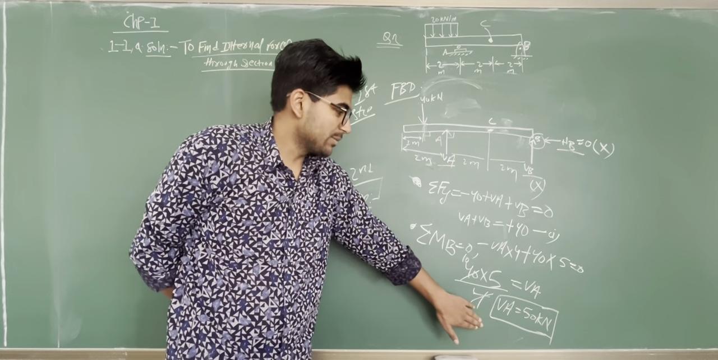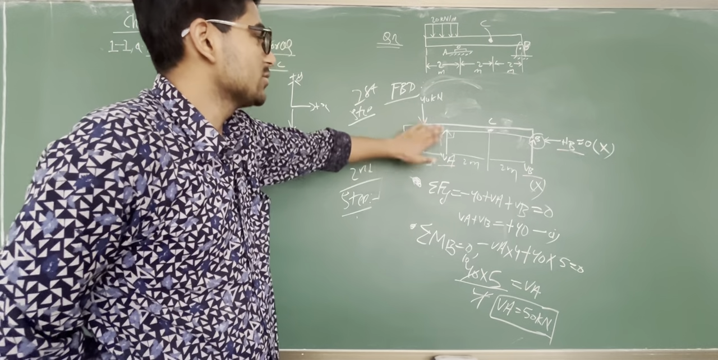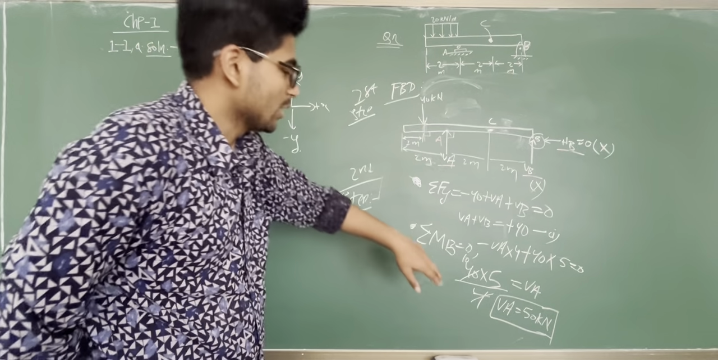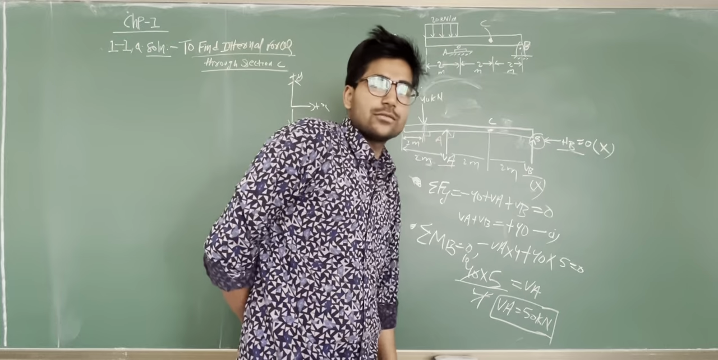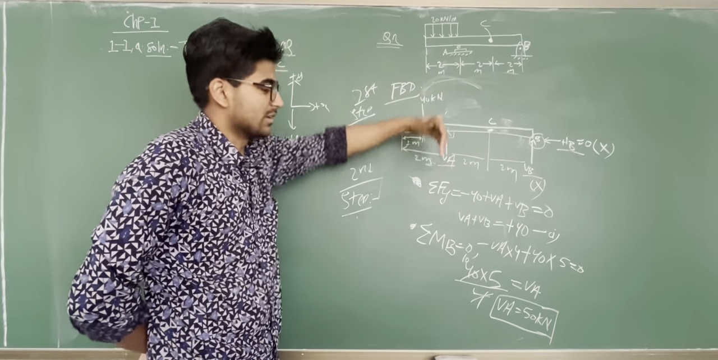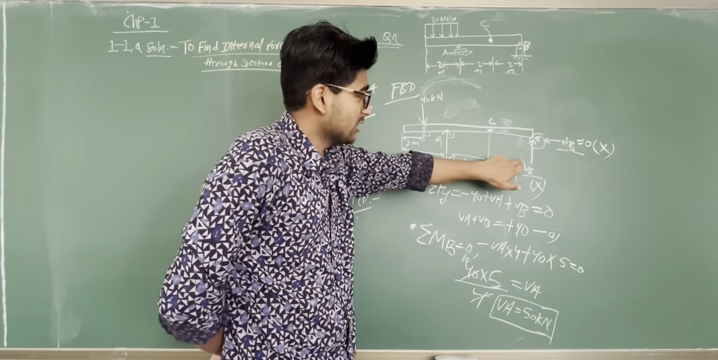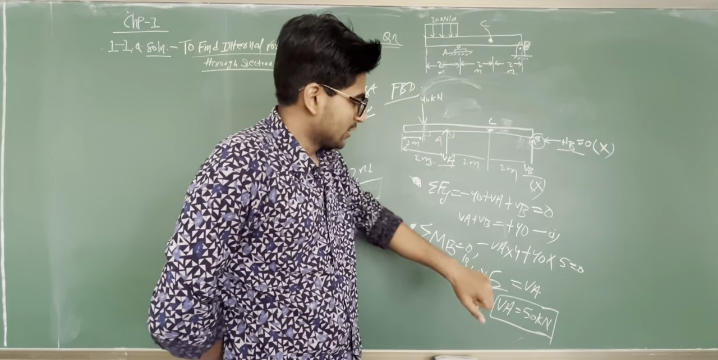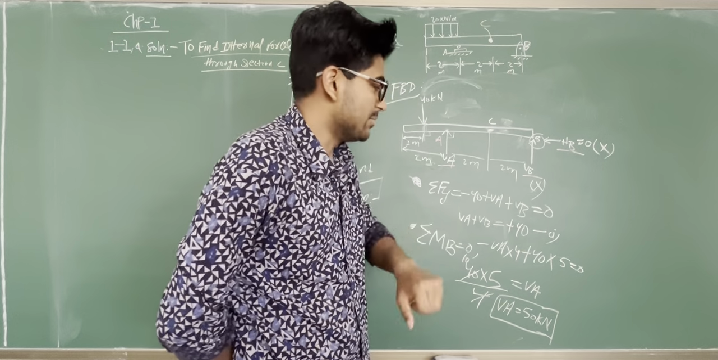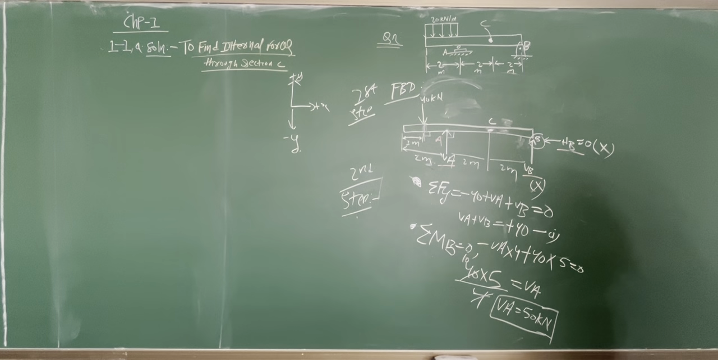Since VA equals to 50 kilonewton, it's positive, right? Since we took positive over here, this is okay. What if in case VA equals to minus 40, minus 50? Then we have to change the direction of VA. For example, we got VA equals to 40. We take VB as upward, right? So let's find VB, then you will understand. So we found VA equals to 50 kilonewton.